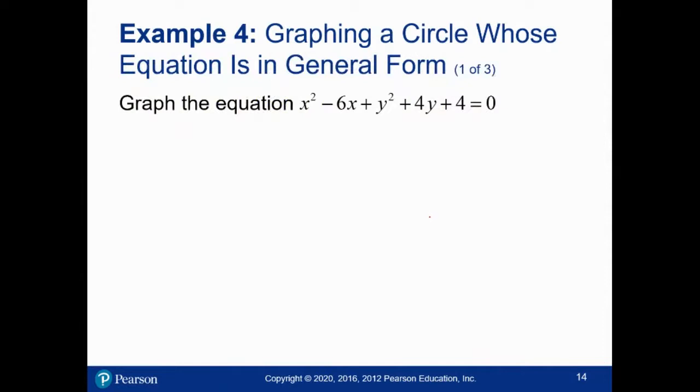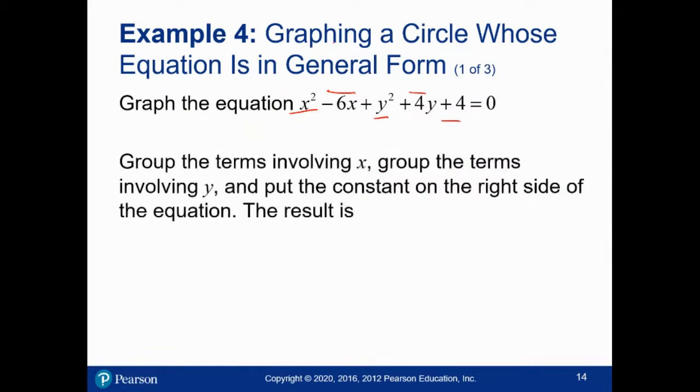So here is something that looks like it's in this general form. We've got some x squareds, we have a y squared, we have some x's, we have some y's, and we have a number. Can I figure out what the center is and what the radius is? Yeah, sure.